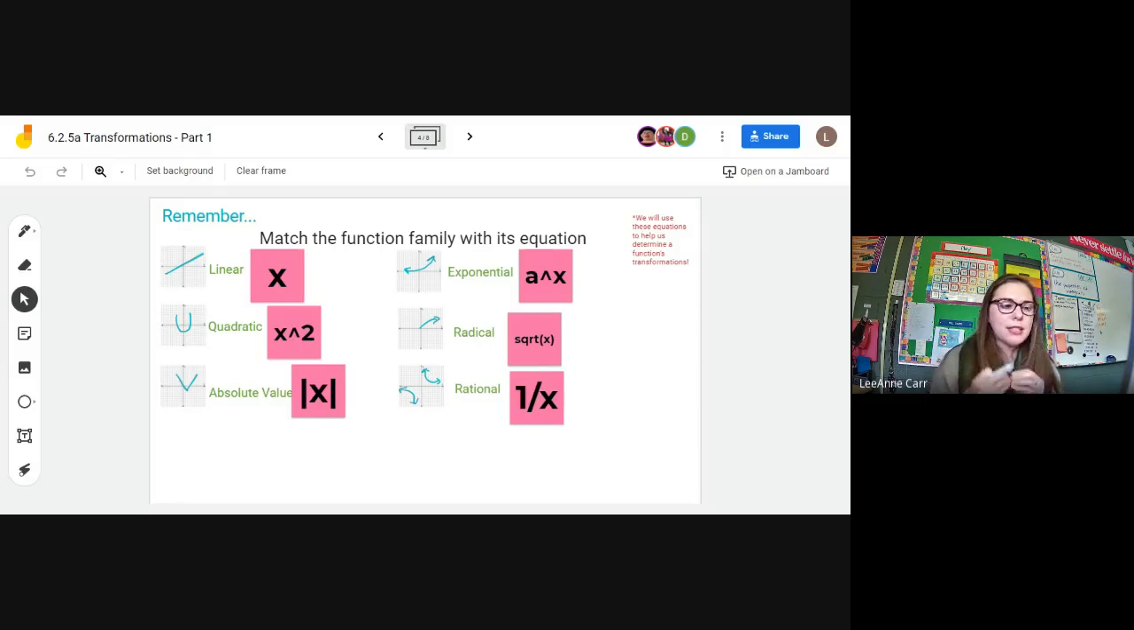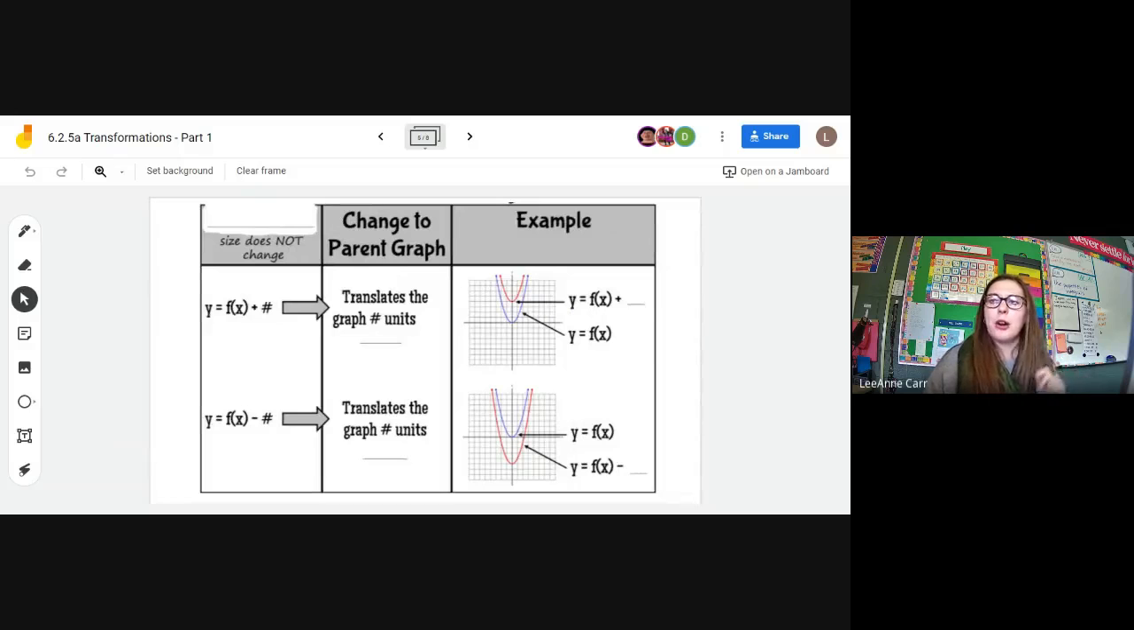What we're going to do is use these equations. We're going to change them a little bit. We're going to add things to them, and that's going to tell us how we can move them on the graph. So let me get to our first. This is new stuff. Here we go. So make sure you are following along with me.